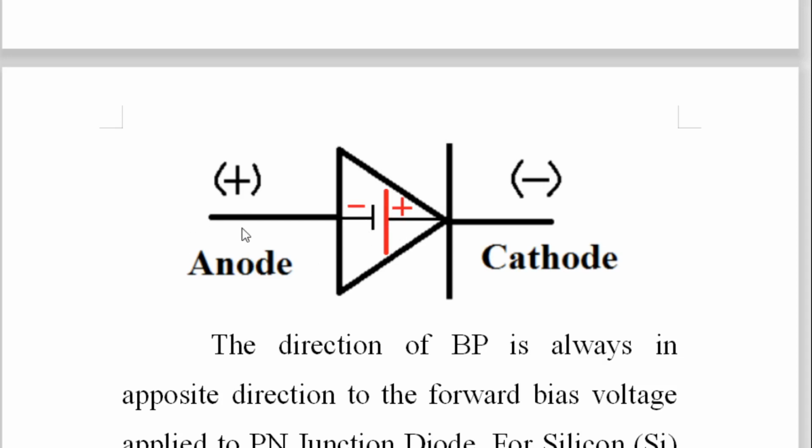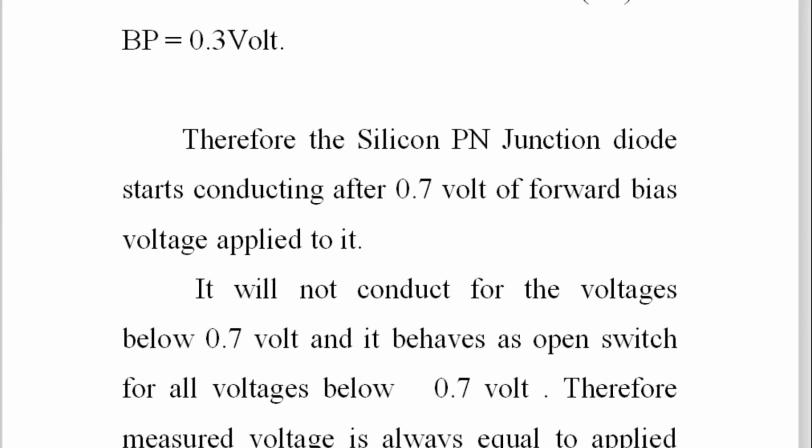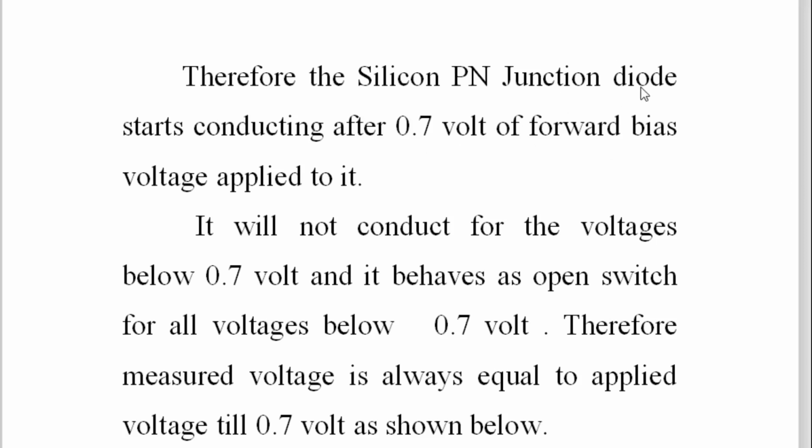But if you apply an external voltage greater than this barrier potential, then current starts flowing after 0.7 volt in case of silicon, and after 0.3 volt in case of germanium. Therefore, the silicon PN junction diode starts conducting after 0.7 volt of forward bias voltage applied to it. It will not conduct for voltages below 0.7 volt.